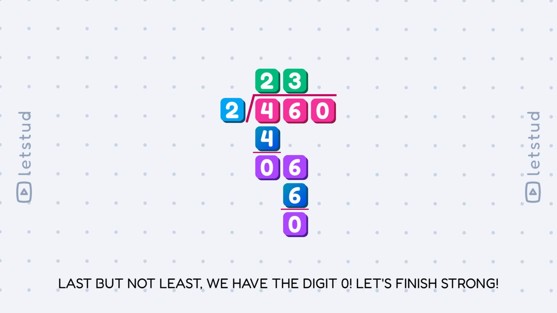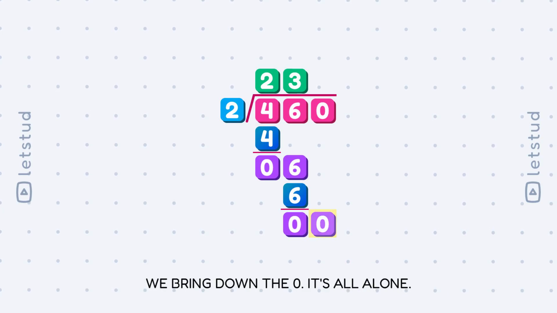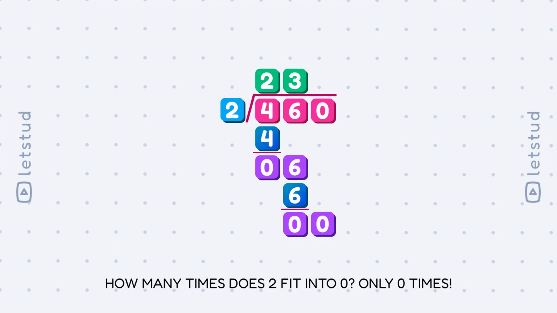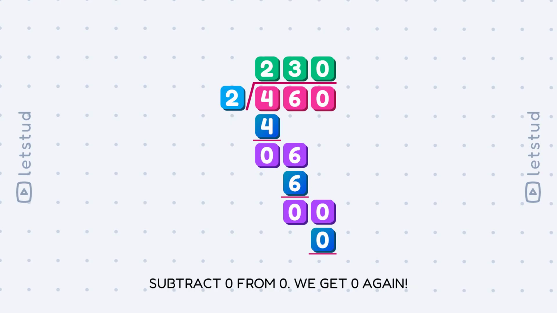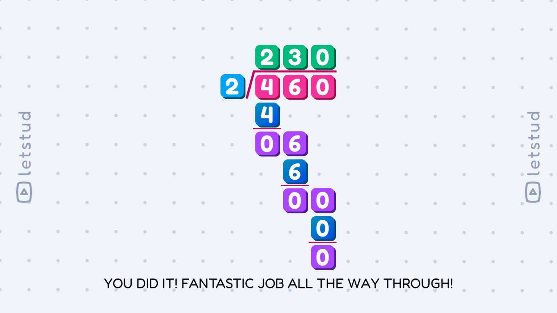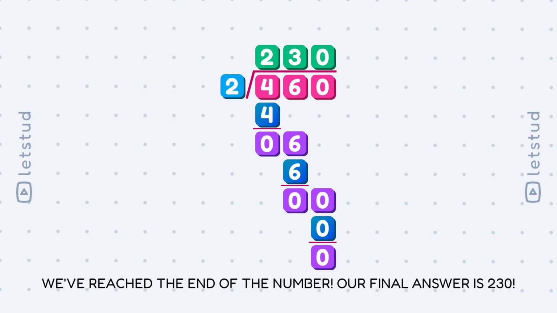Last but not least, we have the digit 0. Let's finish strong. We bring down the 0. It's all alone. How many times does 2 fit into 0? Only 0 times. Let's check: 0 times 2 is 0. Easy peasy. Subtract 0 from 0. We get 0 again. You did it. Fantastic job all the way through. We've reached the end of the number.